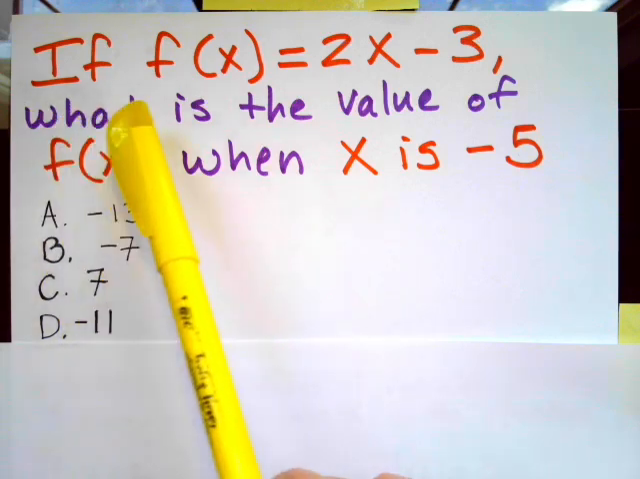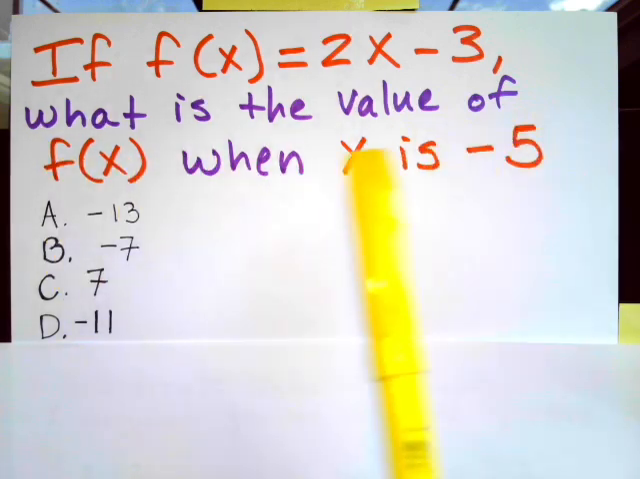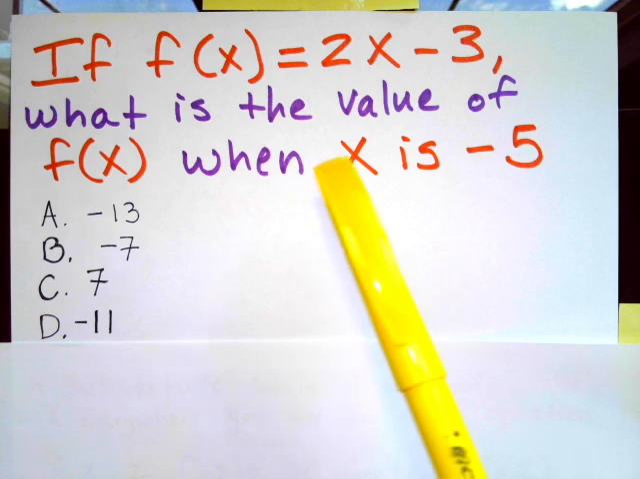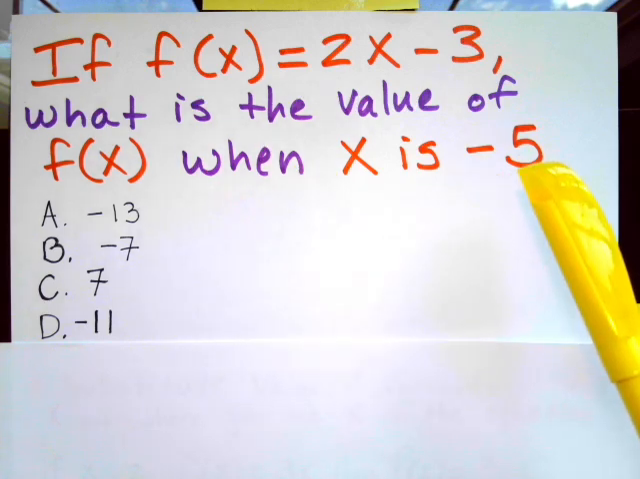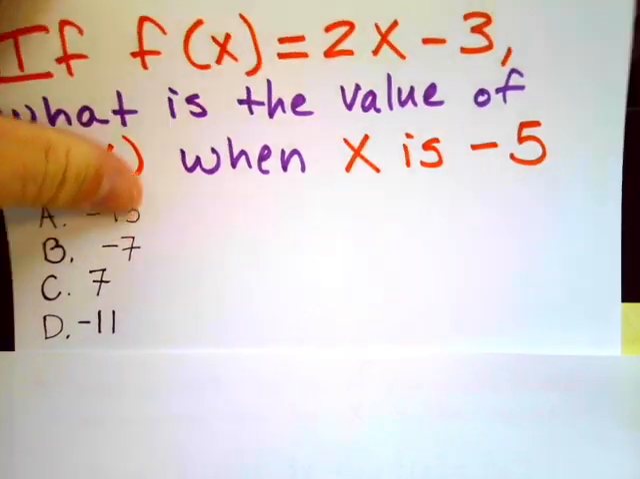So if f of x equals 2x minus 3, what is the value of the function of x? That's again, f of x is y, when x is negative 5. So let's just jump right on into it.